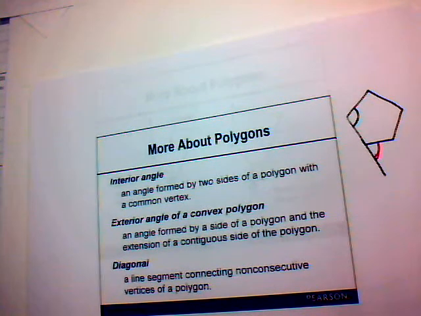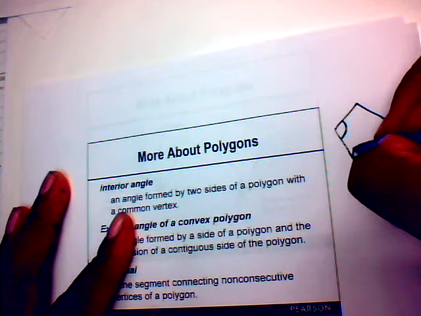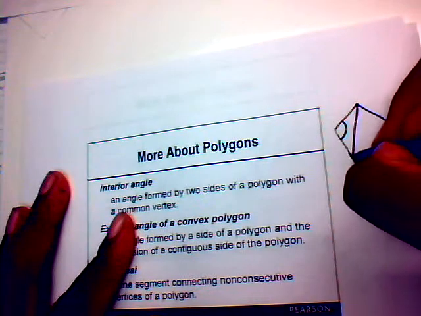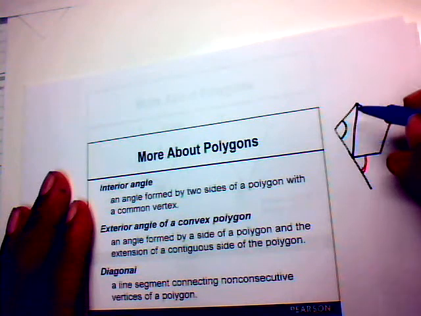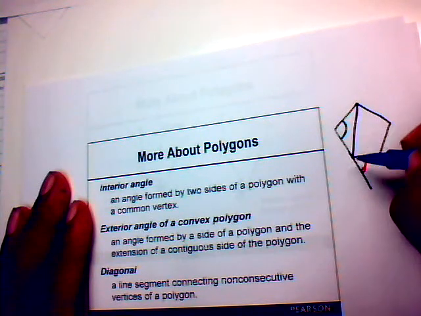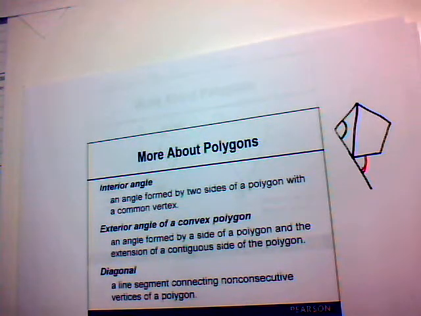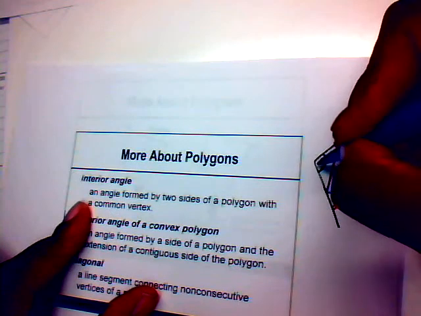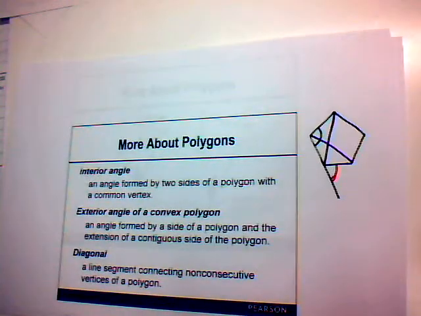And then next is a diagonal. It's a line segment connecting non-consecutive vertices of a polygon. Okay, so here, this is an example of a diagonal. This diagonal right here is connecting non-consecutive vertices of the polygon. As these two are non-consecutive vertices, that line segment would be your diagonal. Another diagonal will be from this vertex to a non-consecutive vertex of that polygon.